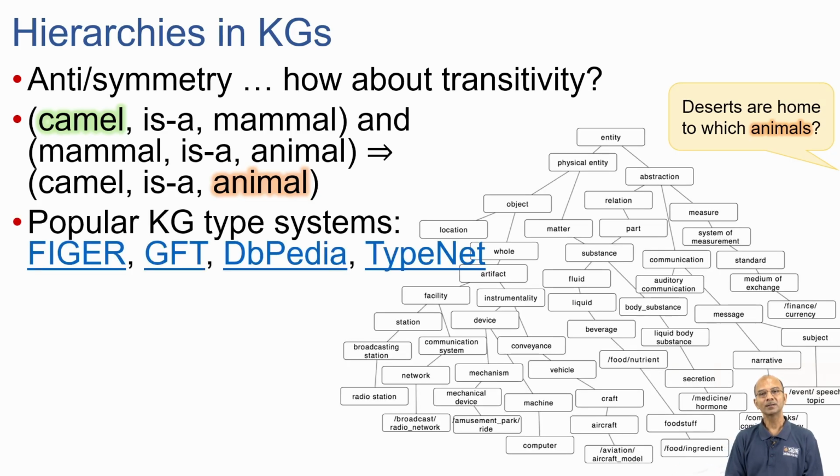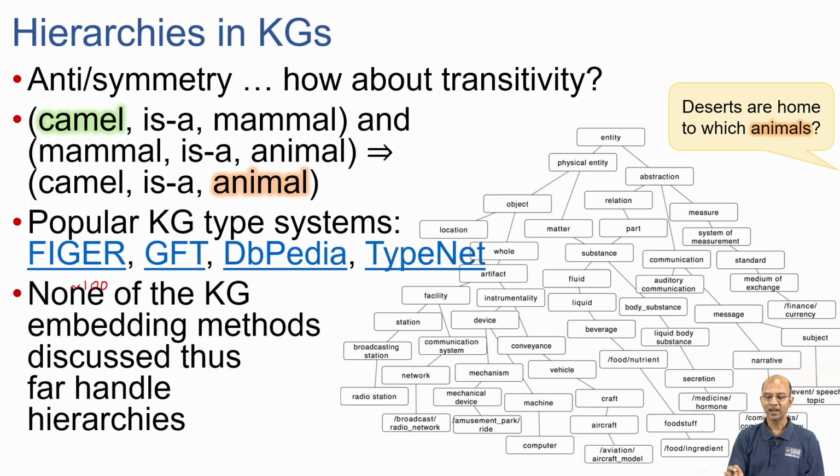There are many popular type hierarchies like this in all the major knowledge graphs, but people have cleaned up bits and pieces of them and separated them out for individual experimentation. Figer and the Google Find Type systems were some of the early type hierarchies with about 100 types in them, whereas DBpedia has about 700 types in it, and TypeNet, which is partly pictured in this slide, has approximately 1,000 types in it. Generally speaking, the type hierarchy is a directed acyclic graph and not always a tree.